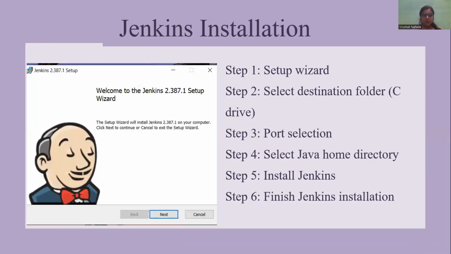These are the steps to install Jenkins. When we download Jenkins, we'll get this setup wizard, and after clicking on next, we'll select a destination folder, which is preferably C drive. The third step is to select a port, and the fourth step is to select a Java home directory. The fifth step is to install Jenkins, and at the end, Jenkins installation is successful.